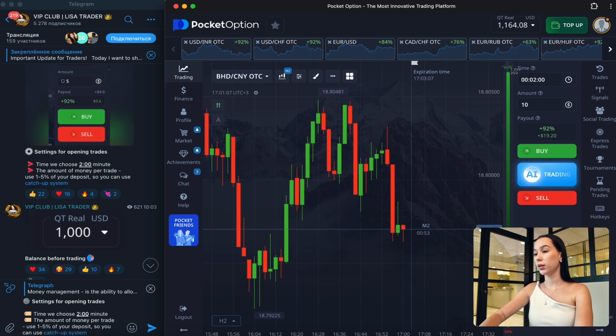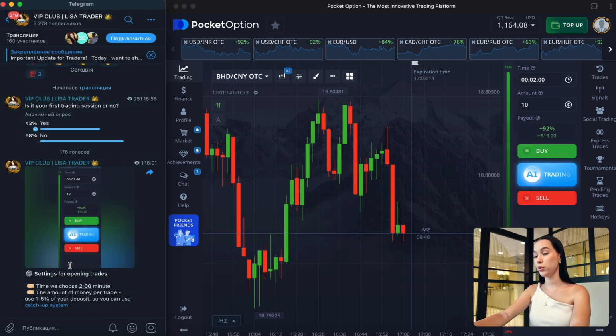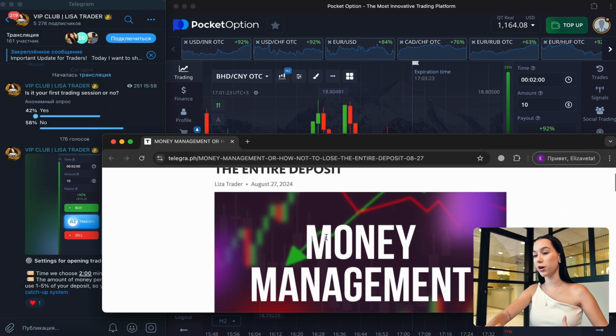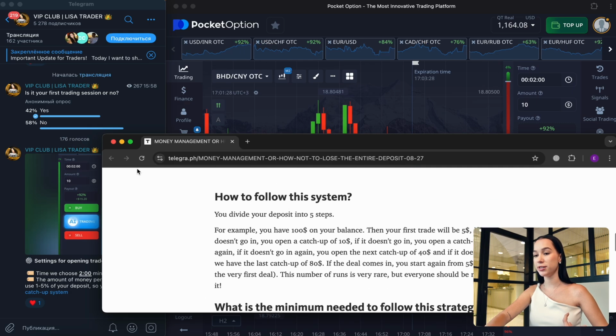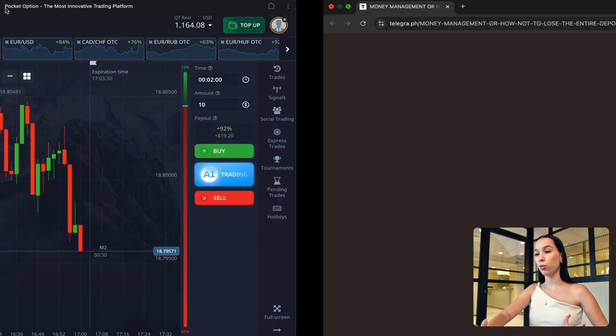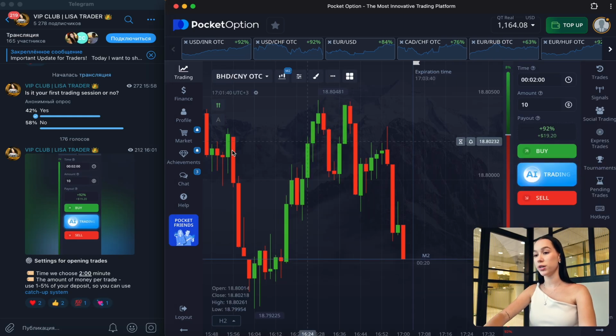The expiration time of the trade is going to be 2 minutes, and for the amount of money per trade, use 1 to 5% of your deposit, so you can use a catch-up system. If you don't know what the catch-up system is, you can click here and you will see an article about money management, or how not to lose the entire deposit. Here it is. You can read it before we start, or I will explain it to you during the trading session.